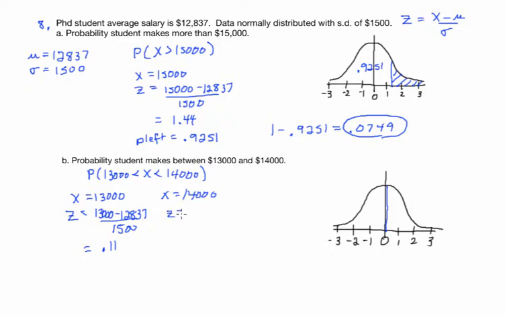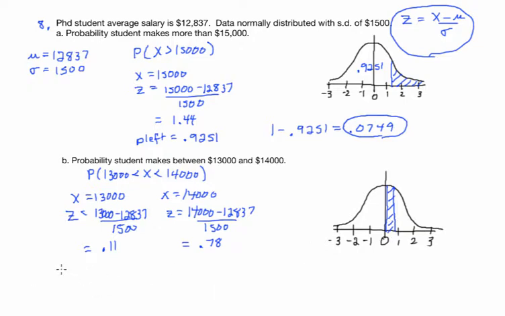And I'll get a z-score for 14,000 using the z-score formula. Data value minus the mean divided by the standard deviation. Put it in my calculator, 0.78. So that's right about there. So I want to know the probability I'm in that area.